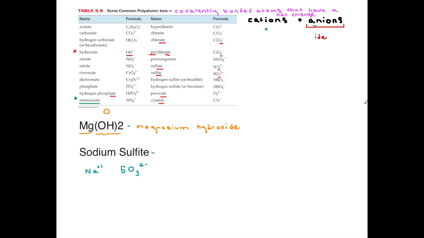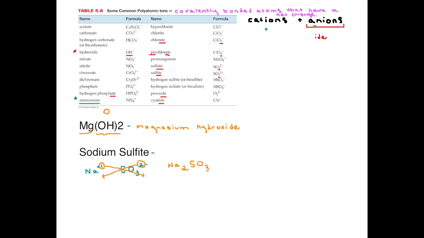All right? So what I'm going to do, like I've always been doing, I'm just going to cross my charges now. So the 1 would be the subscript of SO3, the 2 would be the subscript of Na, and so when I write this, it would be Na2. Now remember, when I have a 1, I don't include that, so all I would write would be SO3, and I would be done.